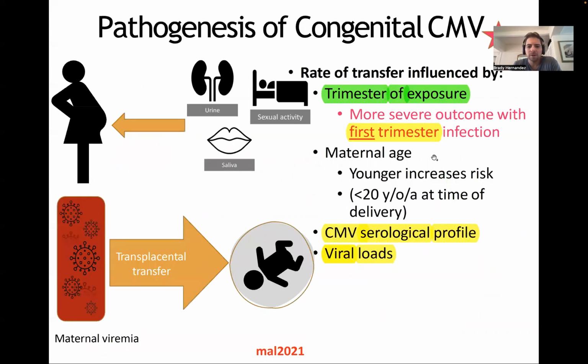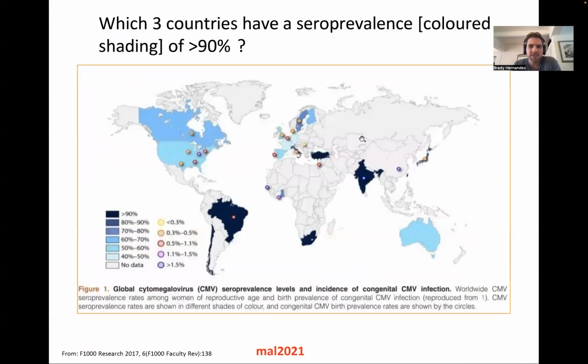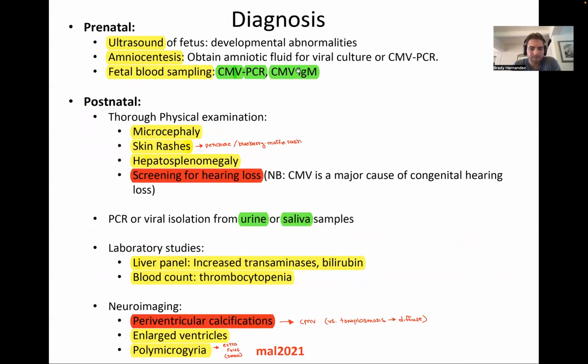Transplacental makes sense. Okay, microcephaly, that's a big one because with toxoplasmosis, when you're comparing these, you can get macrocephaly, I believe. I think you can also get increased intracranial pressure. So that's one of the differentials here. Another big one is that you get calcifications. Now with CMV, these calcifications are around the ventricle. With toxoplasmosis, you get diffuse calcifications.